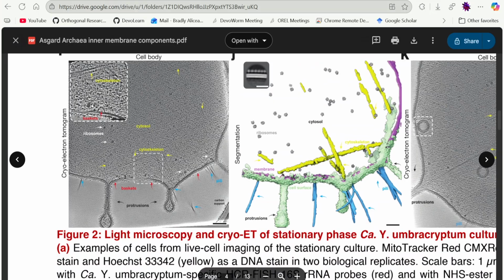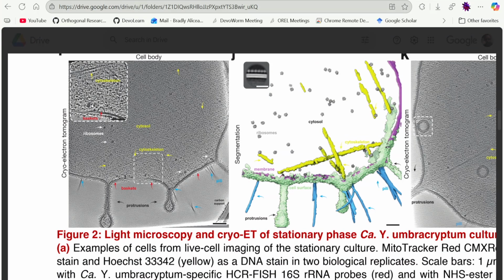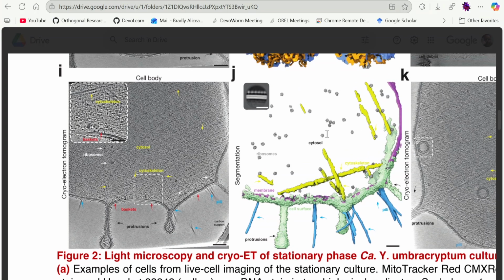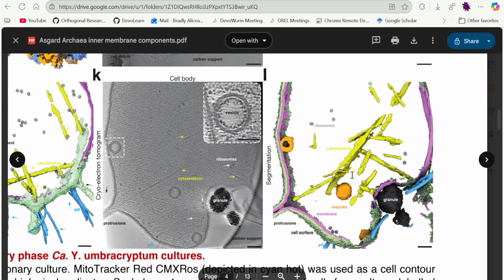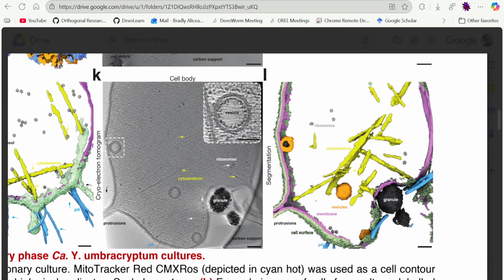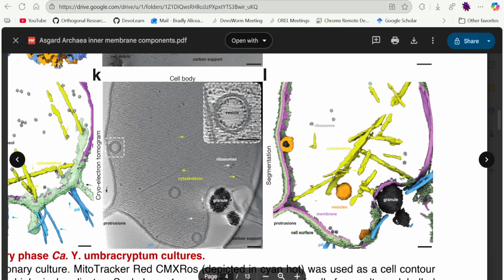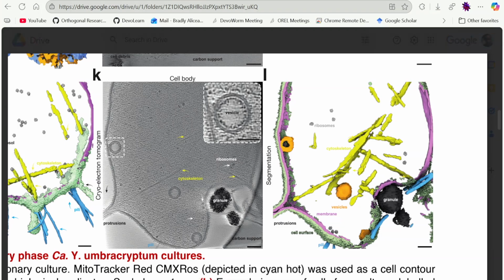This is more segmentation where they see more elements of the cytoskeleton. They see cytosol in here, ribosomes, and then the cell surface with protrusions. And again, the cytoskeleton, the ribosomes, the cell surface, the protrusions, granules here. So they're identifying a lot of components of the eukaryotic cell in these cells.